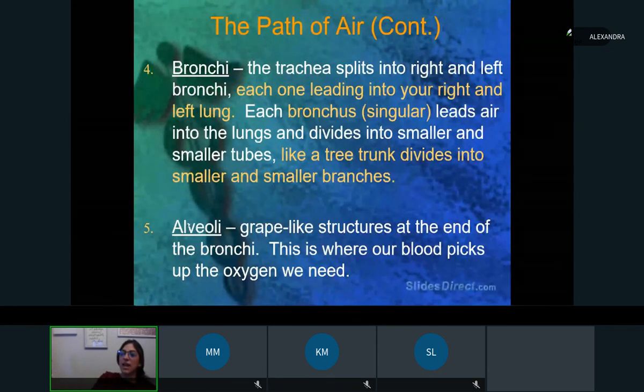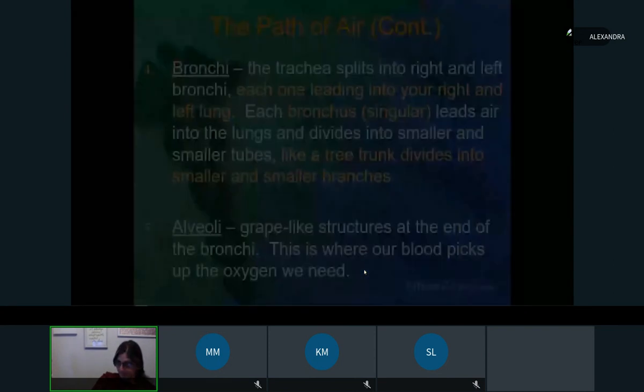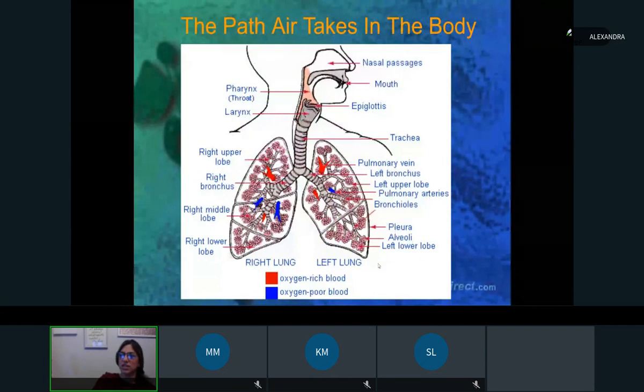And then we've got those alveoli. The alveoli are the grape-like structures at the end of the bronchi. And this is where the oxygen actually meets our red blood cells. Now, we haven't really talked about red blood cells all that much, but when we think about blood cells, we think about these red ones, and they have this protein in them called hemoglobin. And we're going to get to that in just a second.